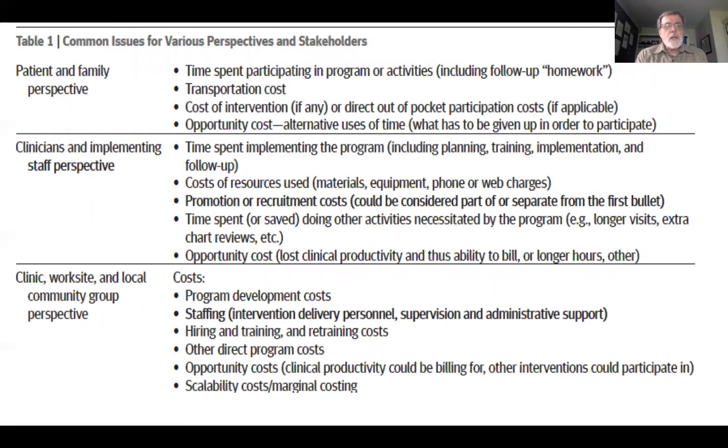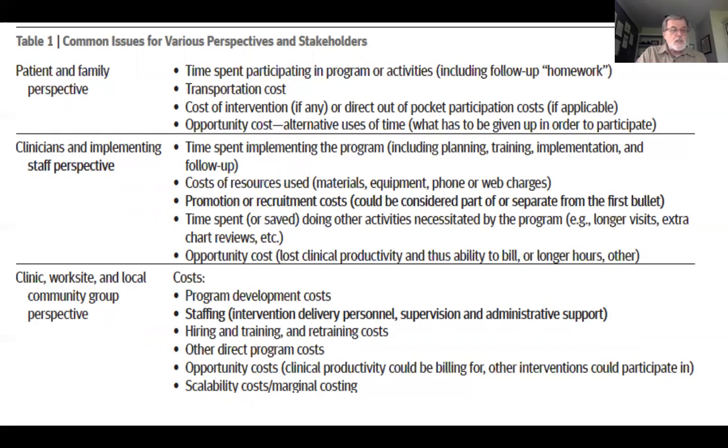So I did mention a lot. I've been hammering on different perspectives. So this table just summarizes some of the key issues, and you can see both similarities and differences across the patient and family perspective. What are they concerned about? Often transportation costs and having to give up work time is the key issue. Clinicians or implementing staff are often primarily focused on the time it costs them, but also other issues like materials or other IT issues that are involved, as well as opportunity cost.